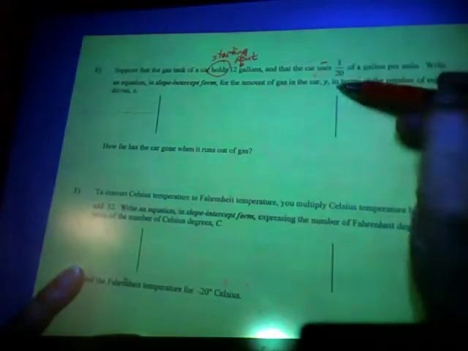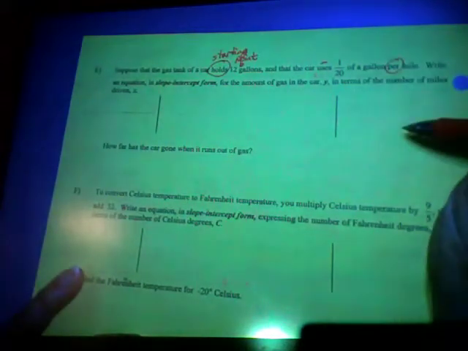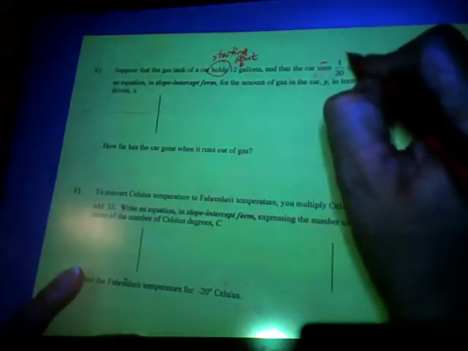And that the car uses, what does that imply? Addition or subtraction? Uses? Subtraction. So this implies subtraction, right? And it uses a 1/20th of a gallon per mile. That is a rate, isn't it? So this is M, but isn't our M going to be negative because it uses?